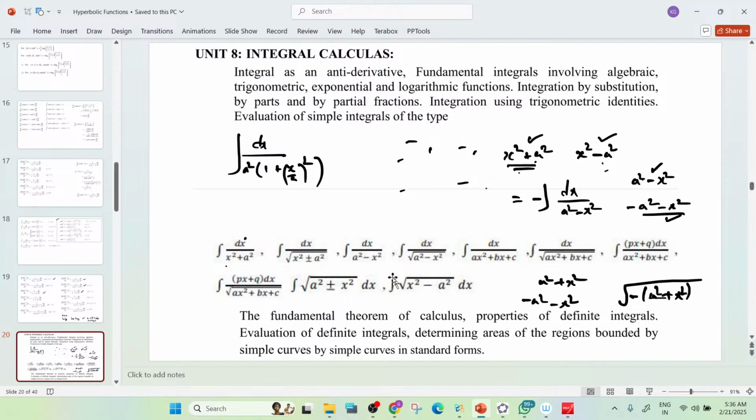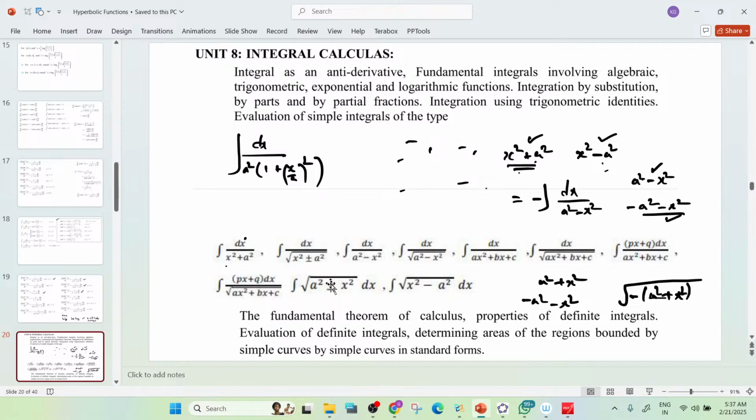Sir, isn't it something like x by root x square minus a square? No, it is not. There will be a different formula for this. Earlier you were telling me that slightly one is for root a square minus x square, right? Okay, this second part of this one you are talking about.